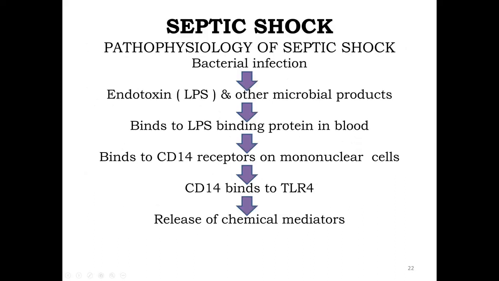Now, pathophysiology of septic shock in a flow chart: bacterial infection, endotoxin, that is lipopolysaccharide and other microbial products, binding of lipopolysaccharide protein in blood that binds to CD14 receptors on mononuclear cells. CD14 binds to toll-like receptor 4, and there is release of chemical mediators.